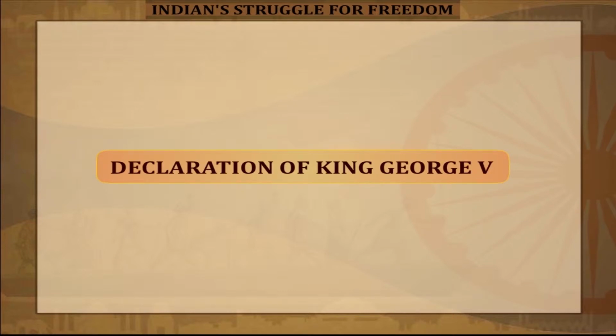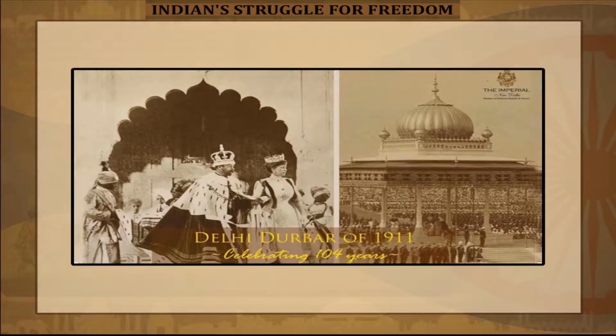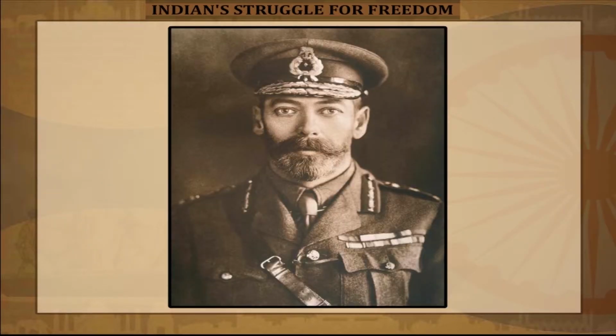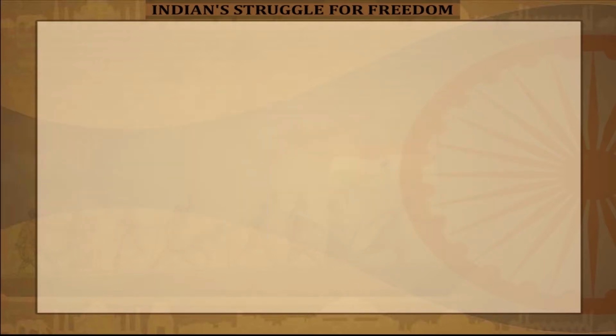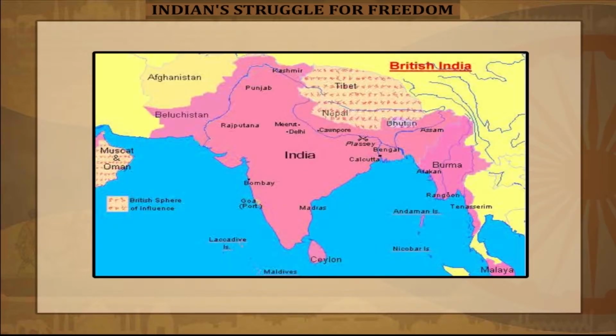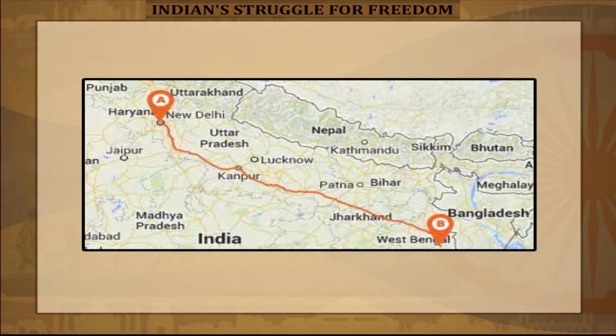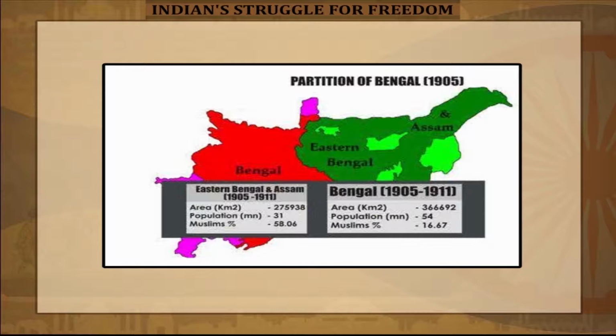Declaration of King George V. Two important declarations were made in Delhi Darbar held in 1911 when King George V and Queen Mary visited India. The first was that the capital of British India would be shifted from Calcutta to Delhi, and the other was the revoking of the partition of Bengal.